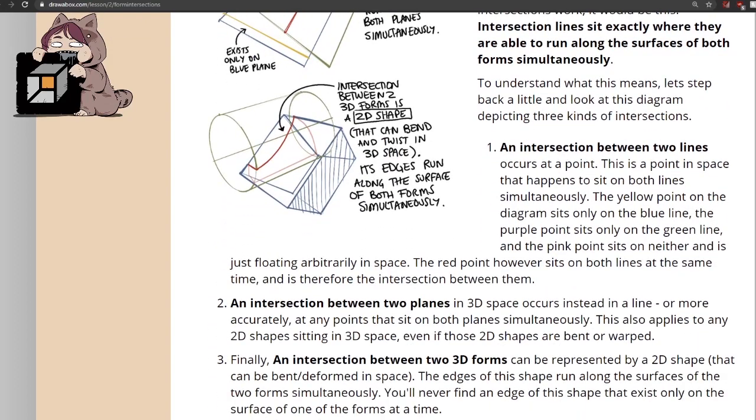So, an intersection between two lines occurs at a point. This is a point in space that happens to sit on both lines simultaneously. The yellow point on the diagram sits only on the blue line, the purple point sits only on the green line, and the pink point sits on neither and is just floating arbitrarily in space. The red point, however, sits on both lines at the same time and is therefore the intersection between them.